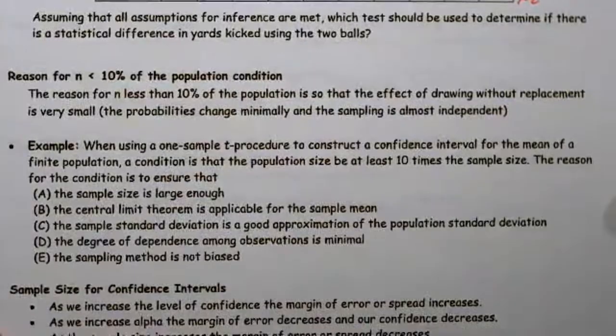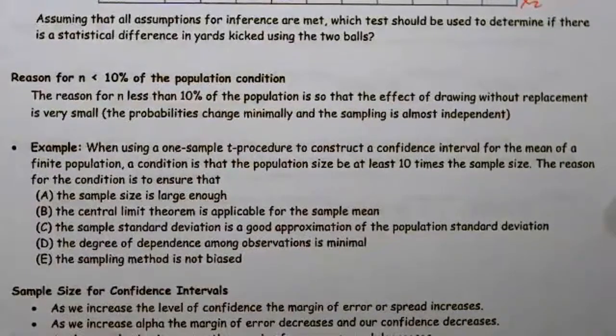All right, so the reason for the condition that n is less than 10% of the population is that when you take something out and you don't replace it, it's not really independent. And I always like to think of my giant pile of M&Ms.